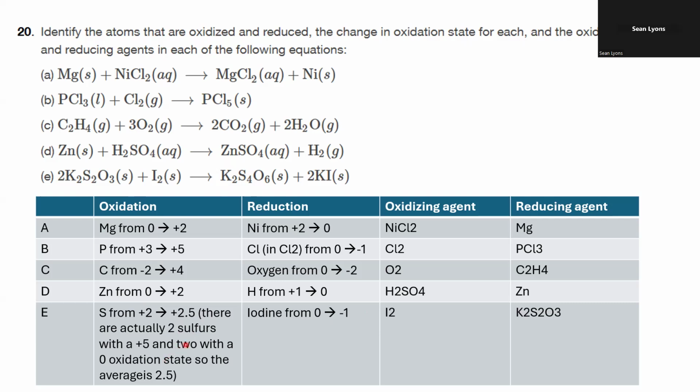But this one's actually a little bit unique, because what actually happens is 2 of them go down to 0, and then 2 of them go up to +5. So it's a little bit weird there. But if we're just looking at the average oxidation state, which is what we're focused on, it's 2.5. So it's kind of similar to the superoxide from the previous one that was just 0.5.